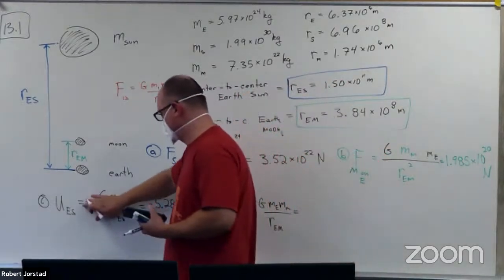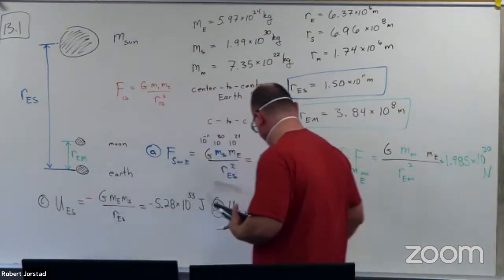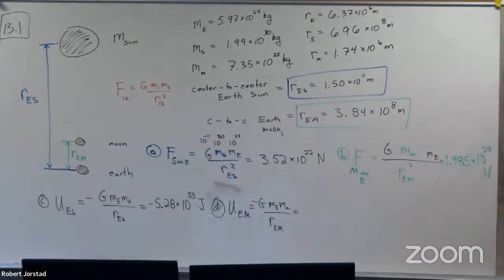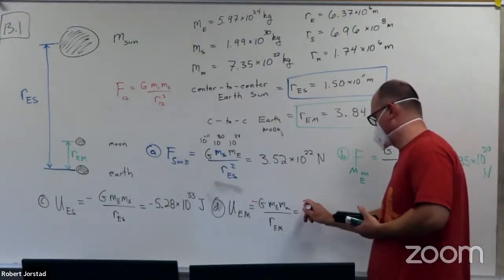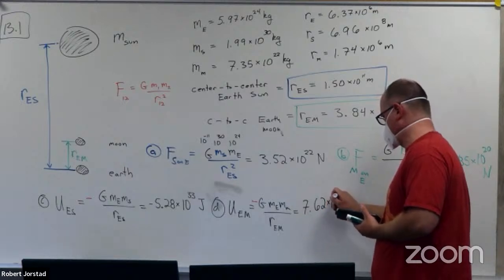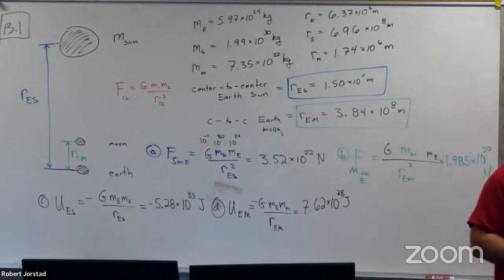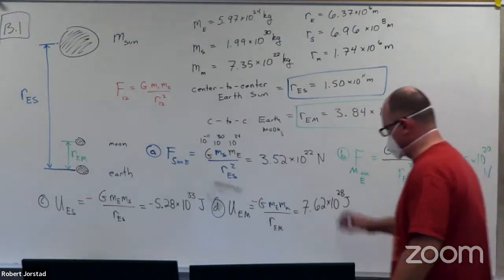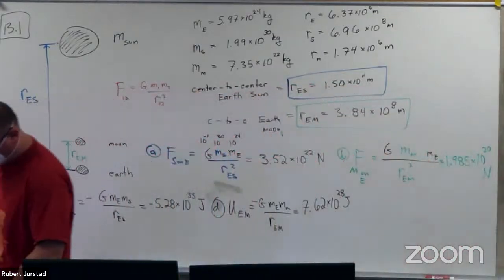I got 10.62 times 10 to the 28. 10 to the what? 28. Sounds about right, doesn't it? 7.622 times 10 to the 28? Yeah. Joules. Okay. All right, hopefully that's it. If not, you can check the solutions, but that's cool.